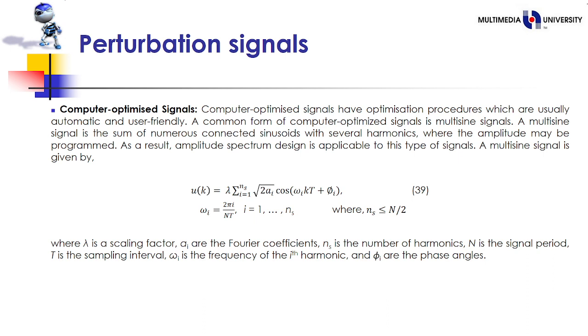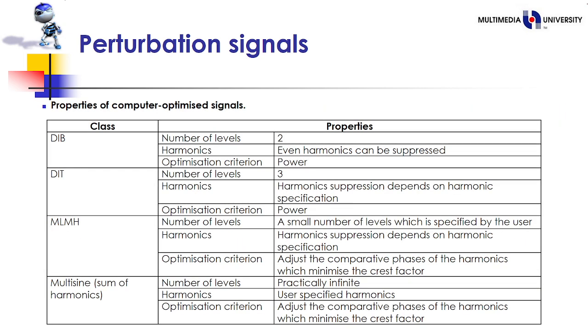The multi-sine signal is given by Rivera, u(k) equals lambda times the summation of root over a_i squared times cos(omega_i k T plus phi_i), where lambda is the scaling factor, a_i are the Fourier coefficients, ns is the number of harmonics, N is the signal period, T is the sampling interval, omega_i is the frequency of the ith harmonic, and phi_i are the phase angles.